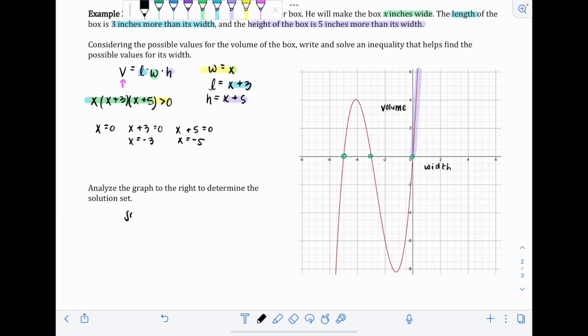So for our solution set, it would be starting at 0 and then everywhere to the right of it. So it would be between 0 and infinity. And of course, depending on the size of the paper, the volume is limited. It's not actually going to go up to infinity, but we don't know the size of the paper, so we can't really put a limit on the volume at all. So we just have to think, okay, width has to be positive, volume has to be positive, so our solution set is just all of the positive values.